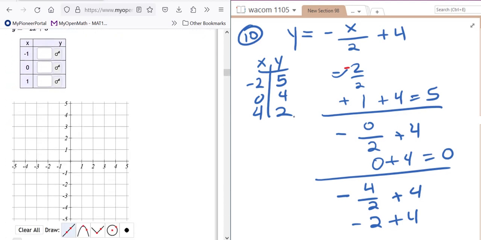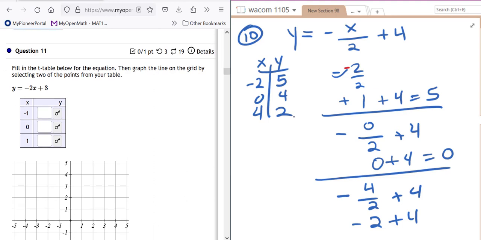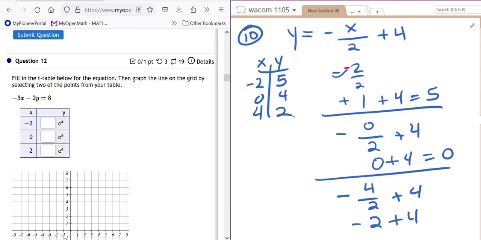All right. And I am going to skip that one because it's the same kind. They're giving you values. You plug them in. You get the answer. Plot the points, draw the graph. So we'll skip that.